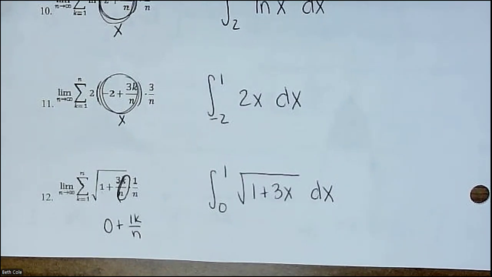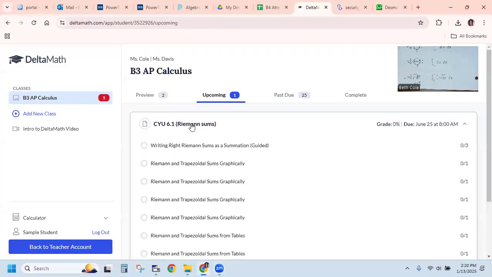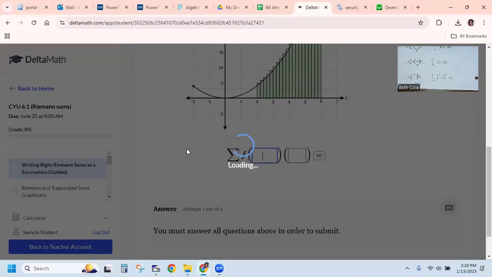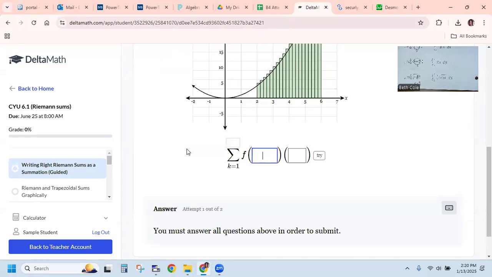Now, I'm going to share my screen and just show you a couple of the delta math ones. Just humor me for a second because they do this a little bit differently. It's not bad, it's just a little bit different. So when you go to this first section, it looks like there's 1,000 sections, but there's only one problem in each one of those.